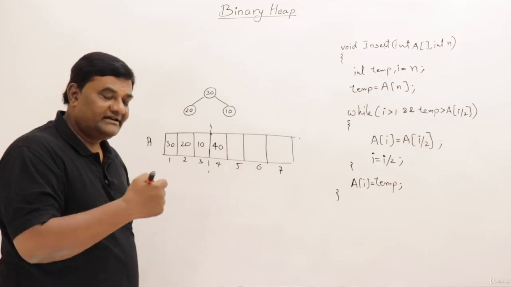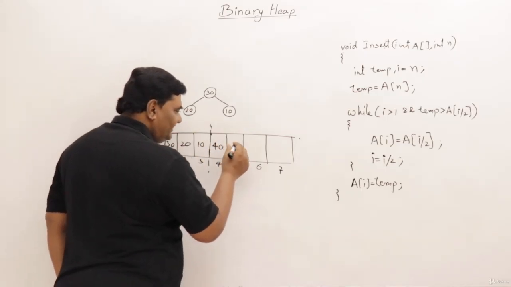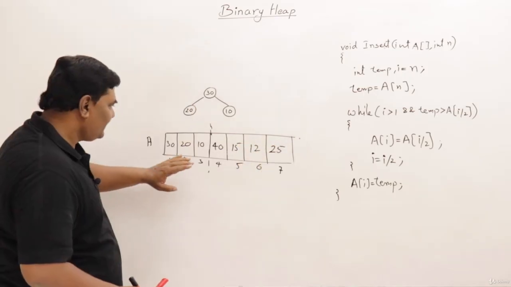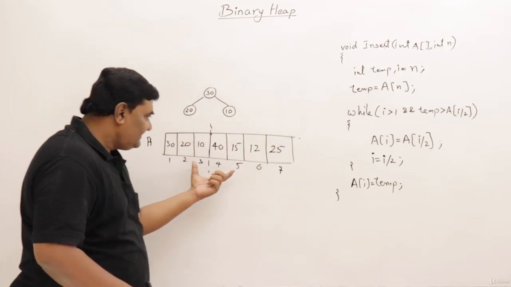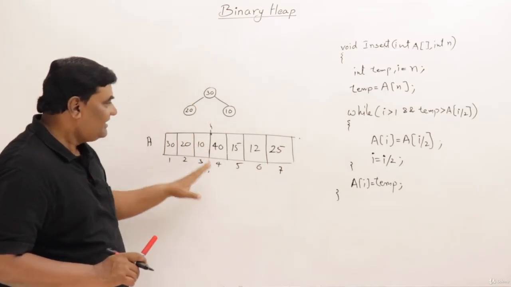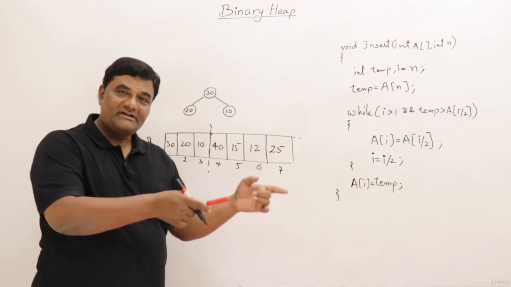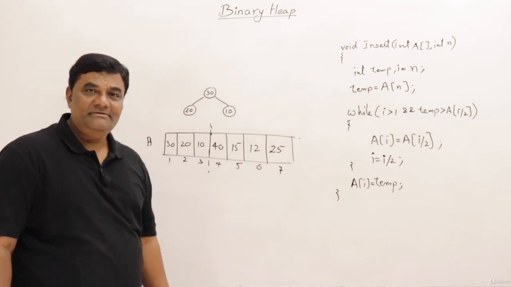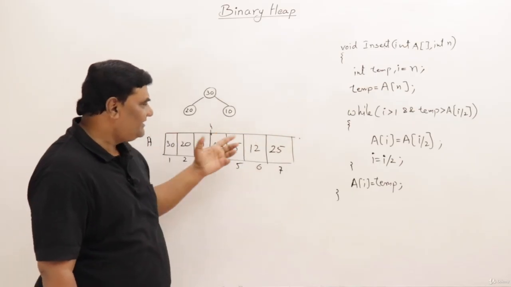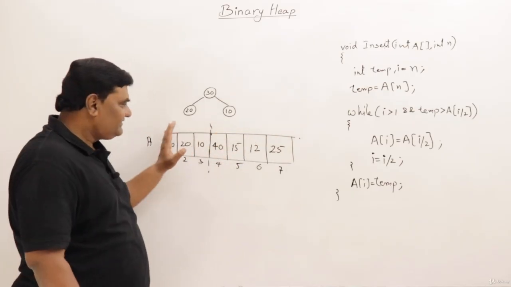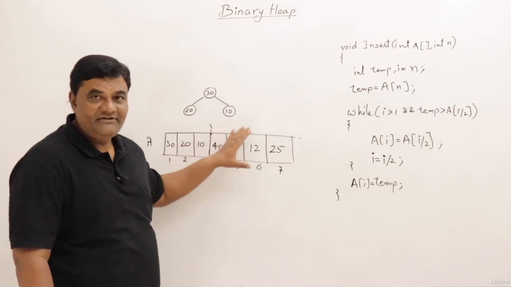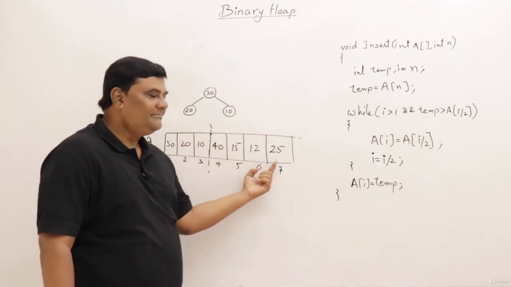Now let me extend the idea. I will insert 40, 15, 12 and 25. See, this portion is a heap and these elements are not in the heap. The heap ends here, only 3 elements. These elements are present in the array, but they are not in the heap. Is it possible to insert all these elements one by one? Yes, I can insert. First insert 40, so heap size will become 4. Then insert 15, heap size becomes 5.